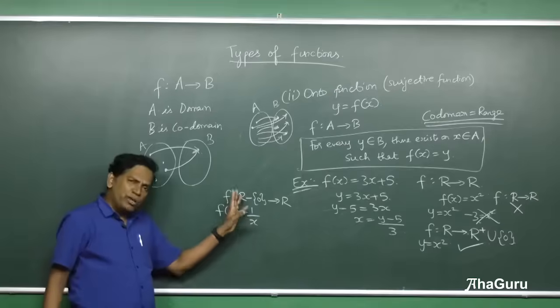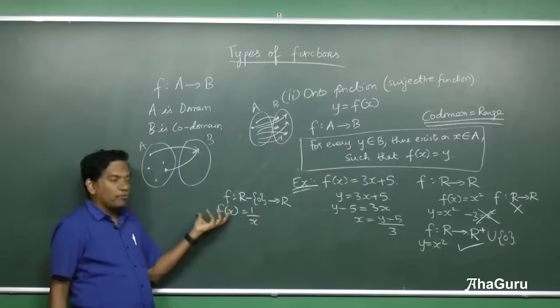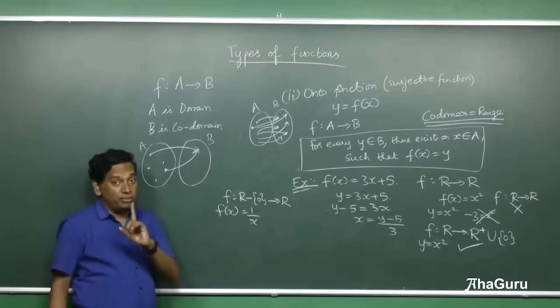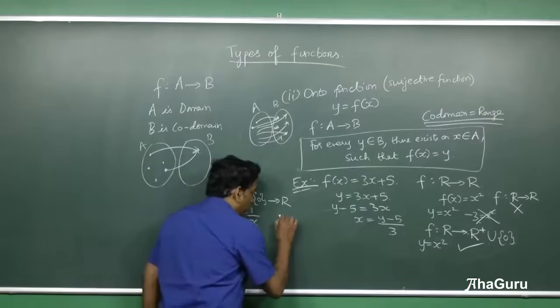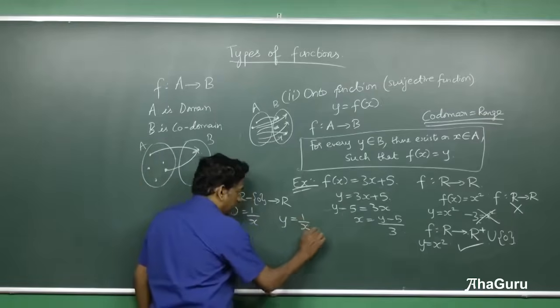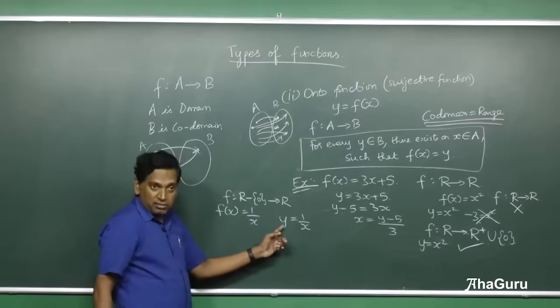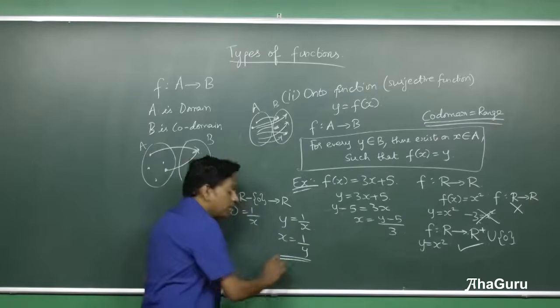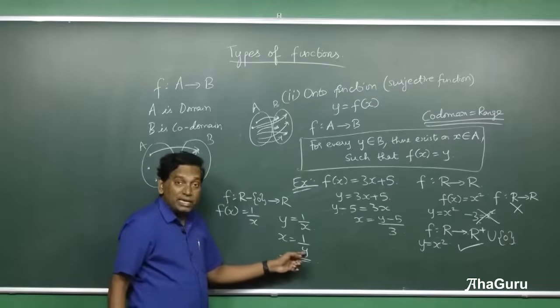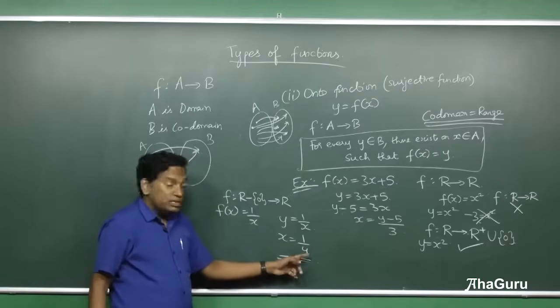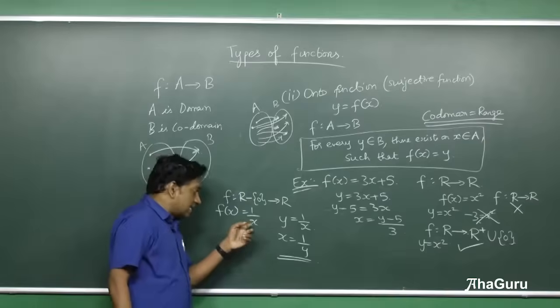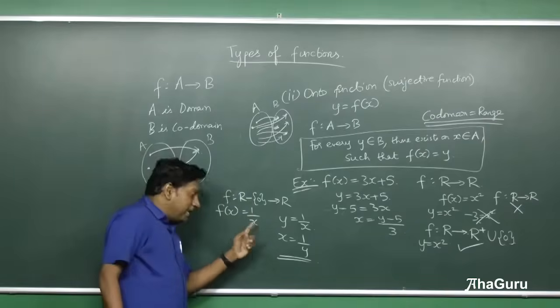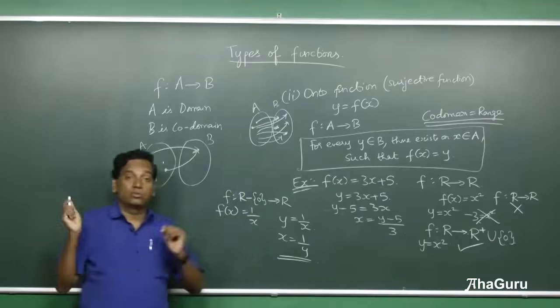Now it looks like you can put any value of x and you will get values of y. It looks like it's an onto function, but we have to be careful. So we have to do it the same way. y is equal to 1 by x. So given any y, can we find x? That means x is equal to 1 by y. But x also has the same constraint that y cannot be 0. Think about it. Not only can x not be 0, 1 by x also cannot take the value 0.